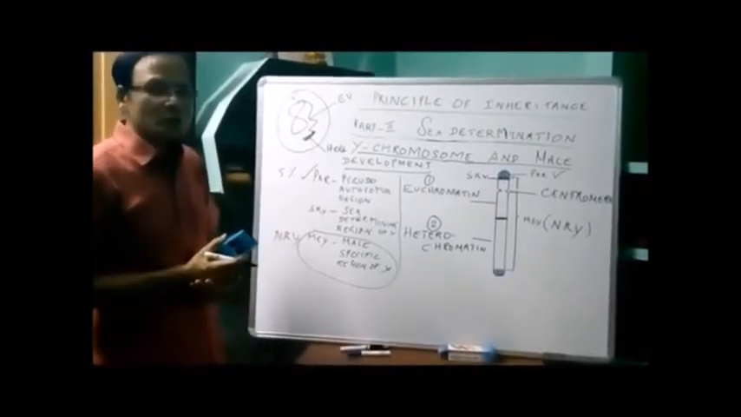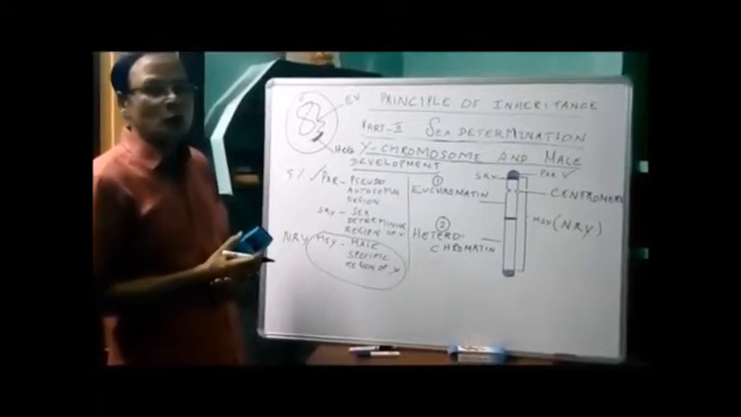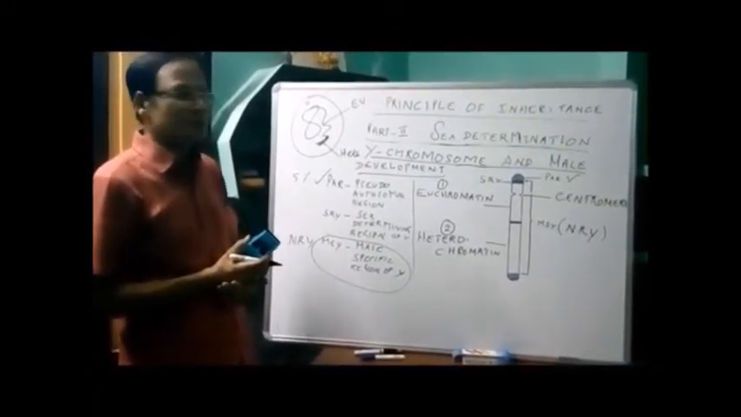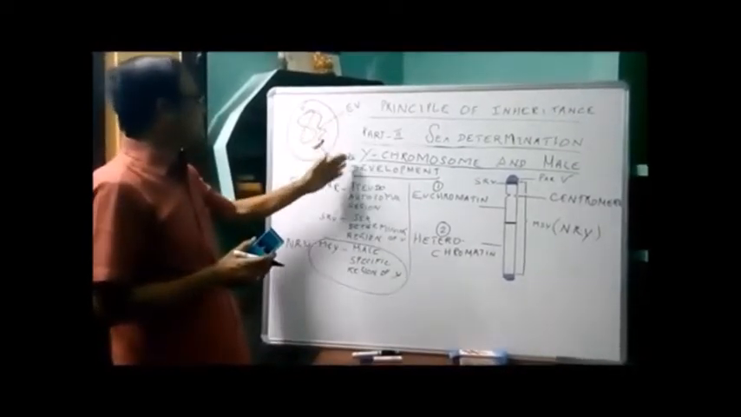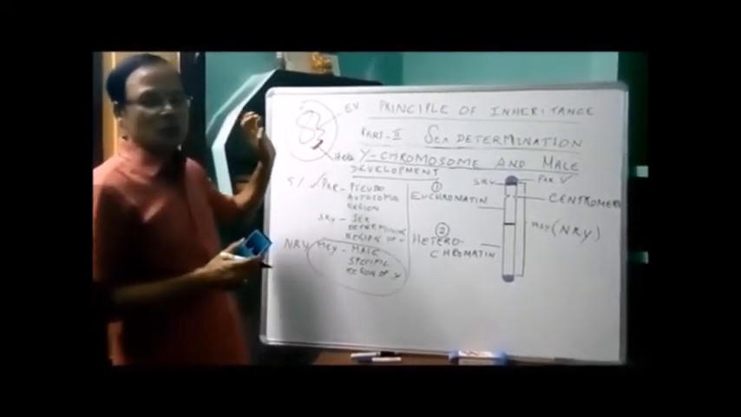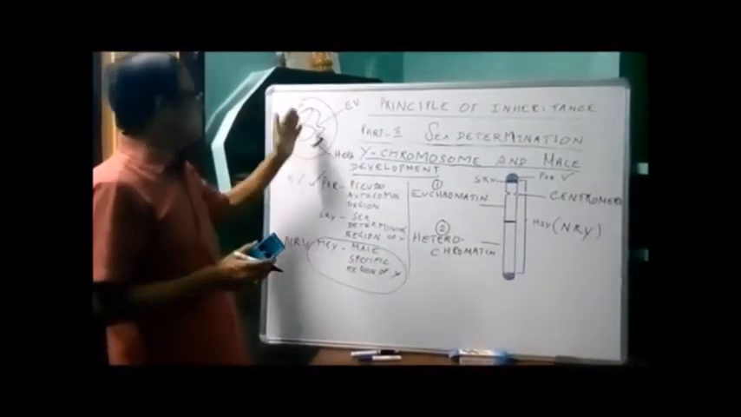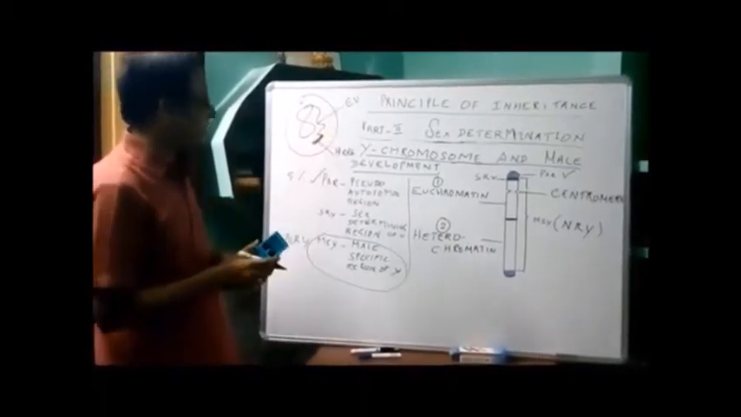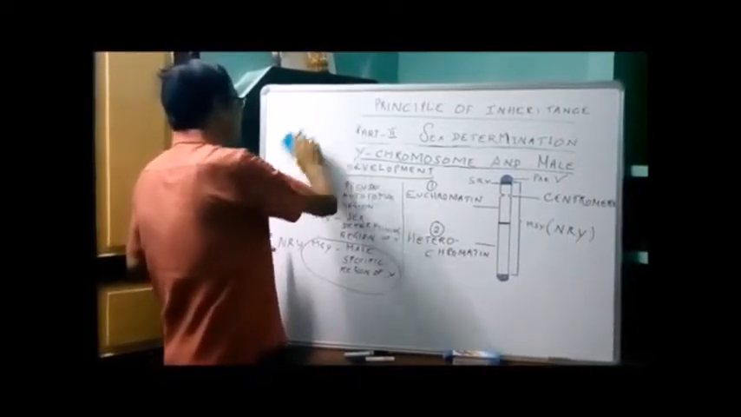So the Y chromosome is genetically inactive because it contains more heterochromatin. You can see euchromatin and heterochromatin only during the interphase nucleus. This is the interphase nucleus, and these are all the chromatin fibers. The chromatin is differentiated into euchromatin and heterochromatin. Now, there is a difference between euchromatin and heterochromatin.